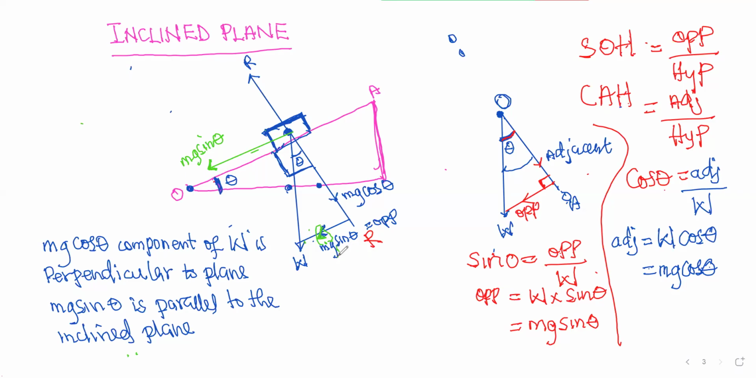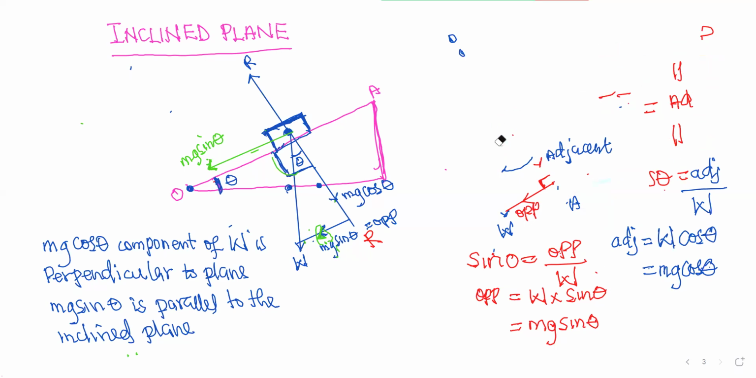So mg sin theta, mg sin theta. You can see that mg sin theta is parallel to OA. Then mg cos theta is perpendicular to OA. Now, if you look at the forces acting on the rectangle, we have the downward component mg sin theta balanced by the reactional force.